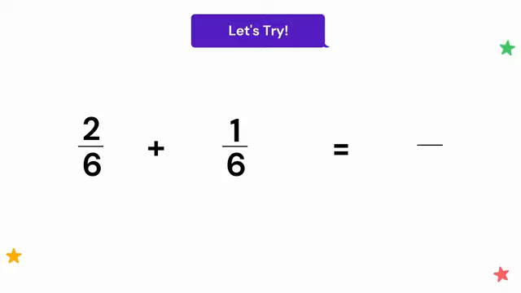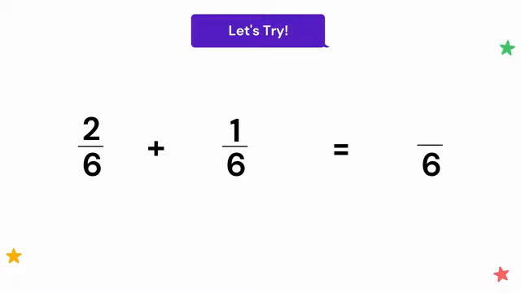Anytime that we're adding or subtracting fractions with like denominators, we add or subtract the numerators, and the denominators stay the same. It's important to remember that the denominator of the answer stays the same because we're still thinking about a whole split into the same number of parts. Let's write the denominator of our answer first. The denominators in the problem are both 6, so the denominator of the answer will also be 6.